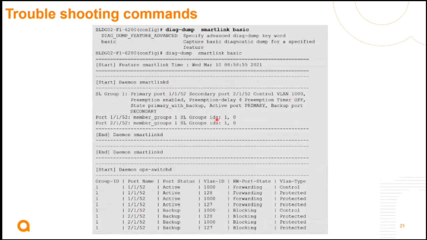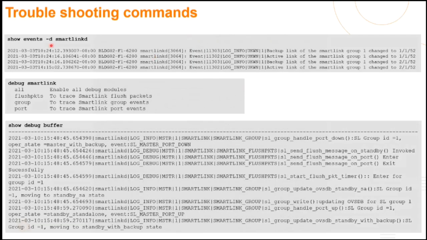Okay, we've got some diagnostic dumps as well. So diag dump basic gives you very similar information as previously. The extra part that we can see is who's the active link, who's the backup, and are they forwarding or blocking. Typically, if they're active, they're forwarding. If they're backup, they're going to be blocking. And you can see the associated VLANs. This is just shown for one group. There's also a daemon running, so you can do a show events on Smartlink. You can debug a whole plethora of Smartlink events, and then you can trace through.